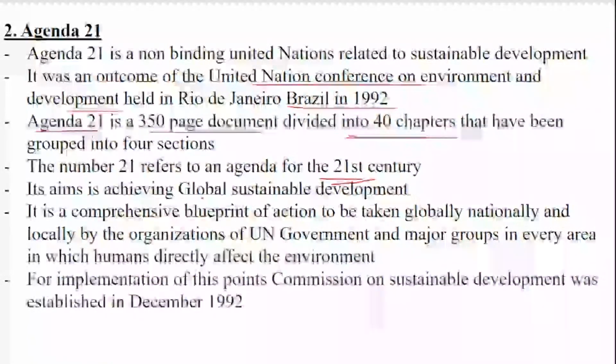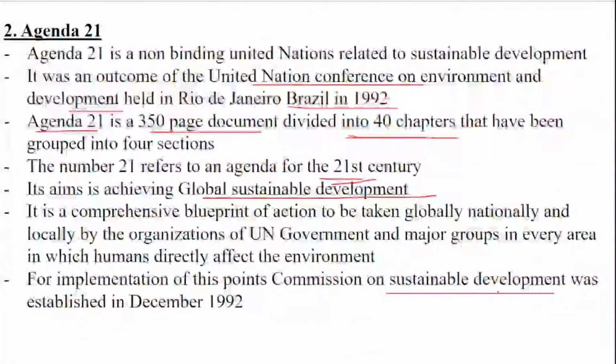The aim is what? The aim is global development, sustainable development. Obviously, to take the action to be taken globally, not only at national level, globally, nationally and locally. So it is for all the levels, and in every area where the humans directly affect the environment. And for the implementation of these points, the Commission on Sustainable Development was also established in December 1992.